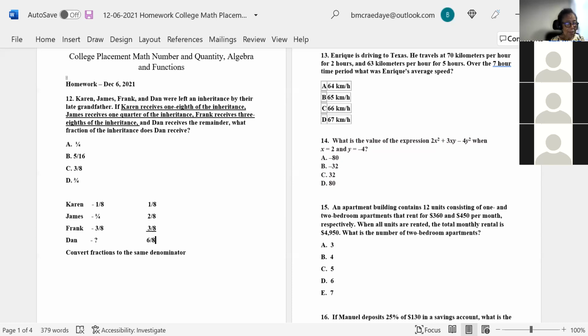So the total is 1, and 1 is equal to 8/8, right? So how many eighths does Dan have, Alva? I'm saying that James, Frank, and Karen have 6/8, right? But 1 is the total, and 1 is 8/8. So how many eighths are left for Dan?